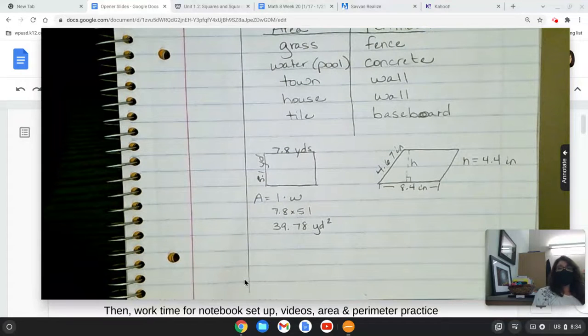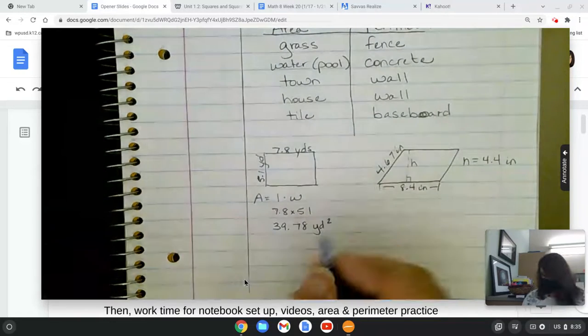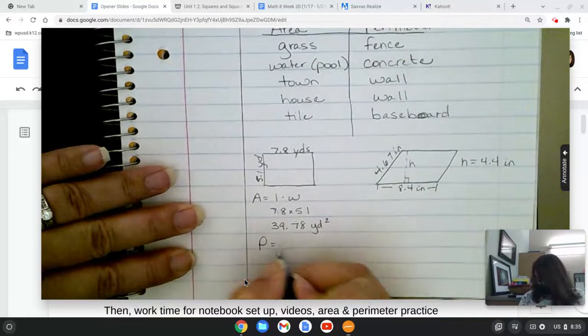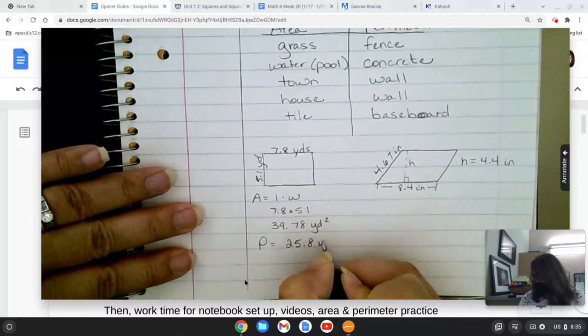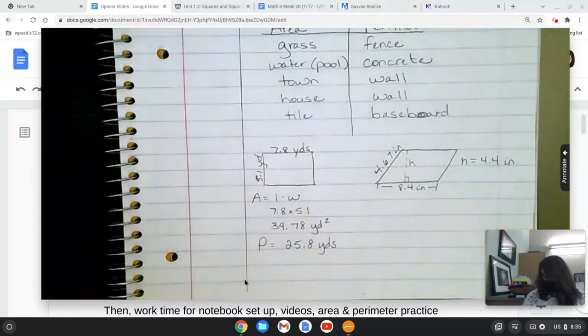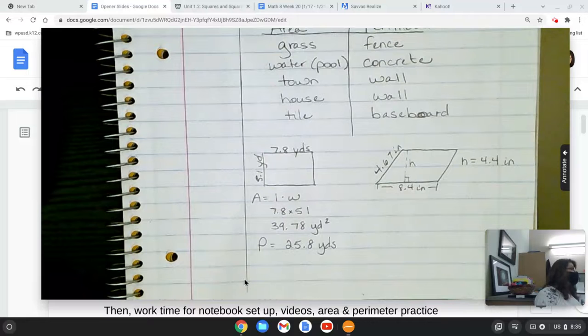What about the perimeter? What'd you guys get for the perimeter? 24.8? 25.8? Anybody else? Okay. So perimeter, 25.8 yards. Is it square yards when it's perimeter? No.